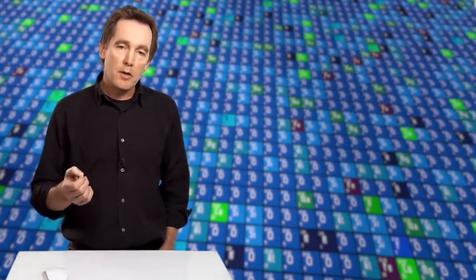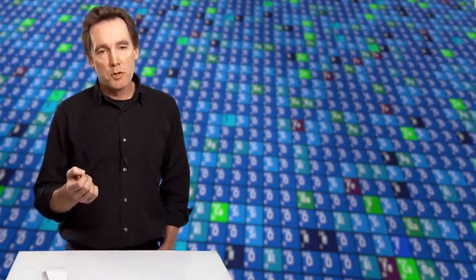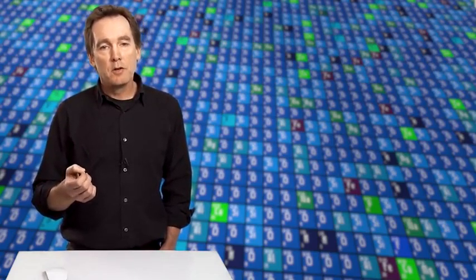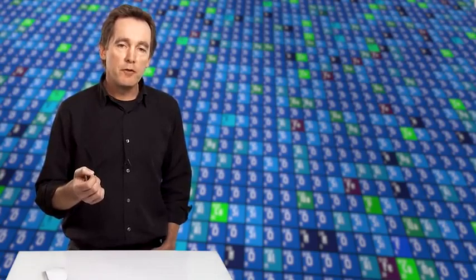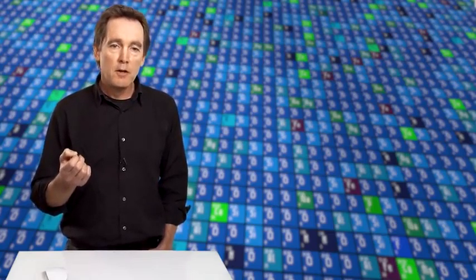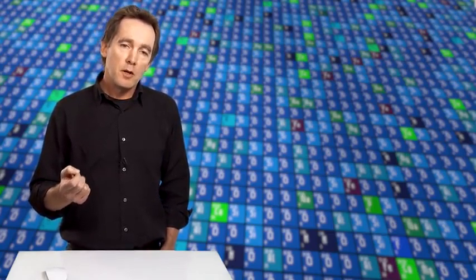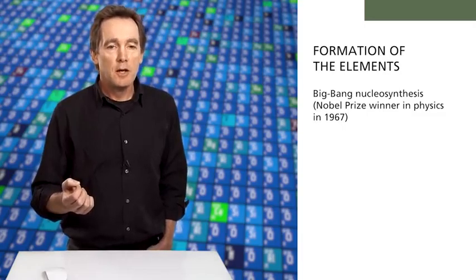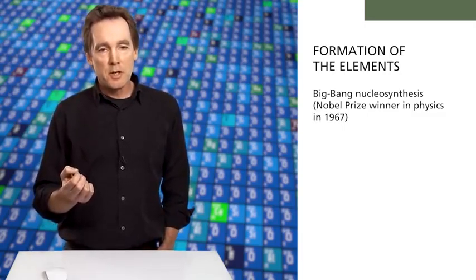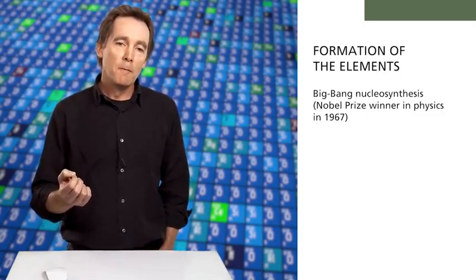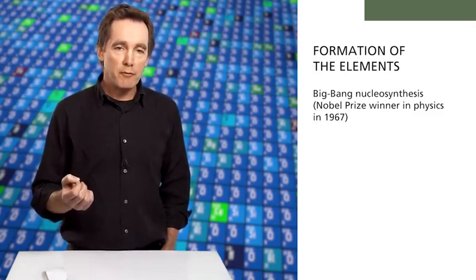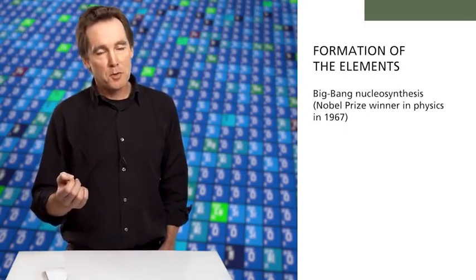Okay, so now we move on to this issue of how the elements are formed. There were two major hypotheses presented in about the late 1940s and early 1950s, which tried to explain this distribution of the elements that we have within our solar system. The first one is referred to as Big Bang Nucleosynthesis, and it won a Nobel Prize in 1967 in physics for its explanation of where all the elements came from. It turned out to be incorrect, as we'll see in a second.